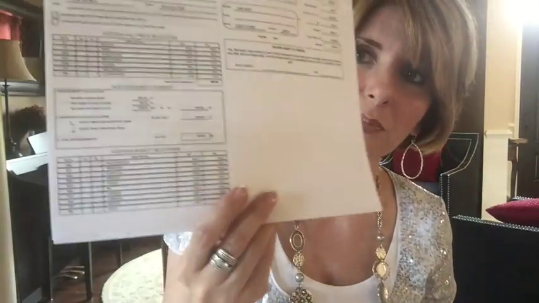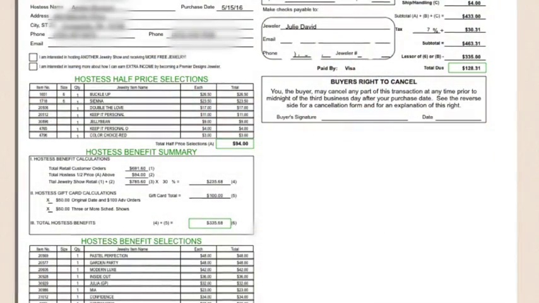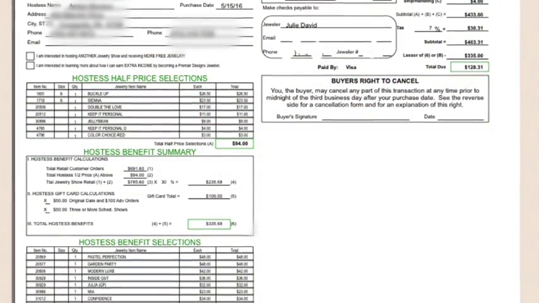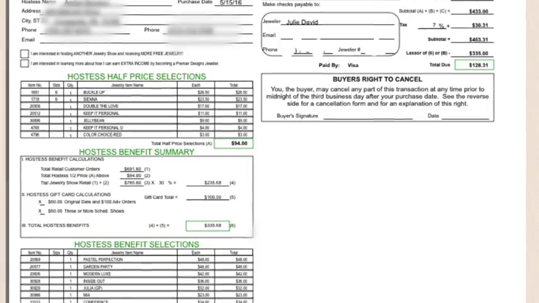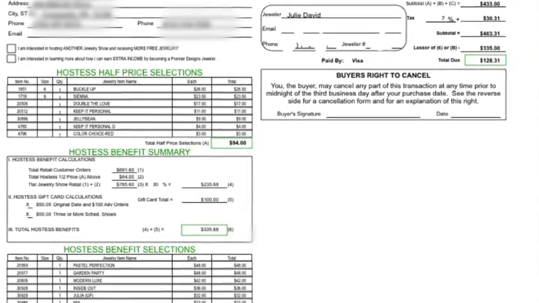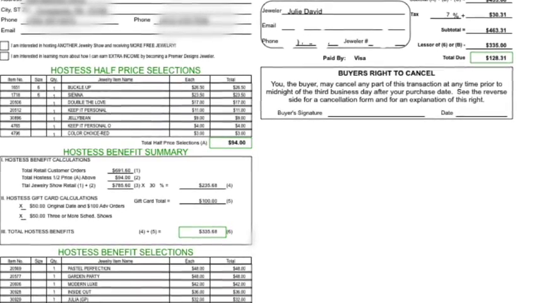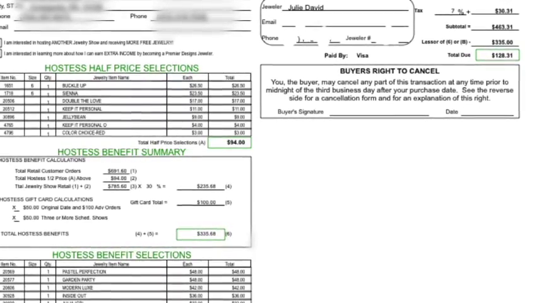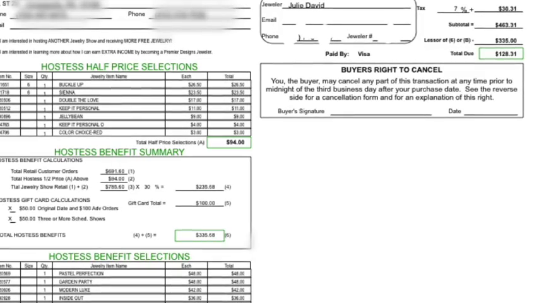I didn't write everything out on this order form, but this is my printout from Hood & House after it figured it out. This particular gal had a $691.60 show, and then she spent $94 on her half-price items. So these are all half-price items up here. And so she got both her bonuses, she got a total of $335.68 in free jewelry. So if you think about it, $94 in half price, we're going to double that, so it's about $200.